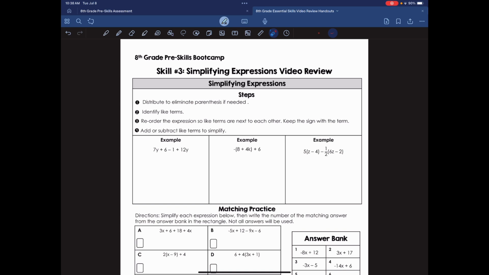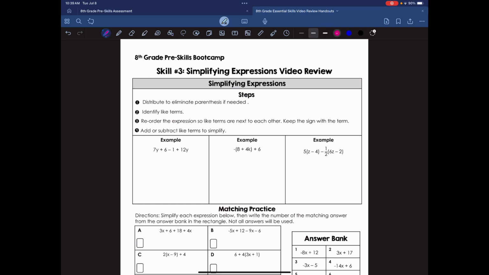Step 3, this is where we talk about reordering the expression so that the like terms are next to each other and making sure that we keep the sign with the term. Once you get confident with this skill of simplifying, you may not always need a reorder, but I think it's a good strategy for making sure that you don't miss anything. And then finally, step 4 would be to add and subtract those like terms so that we have a simplified expression. So let's go ahead and take a look at the first one.